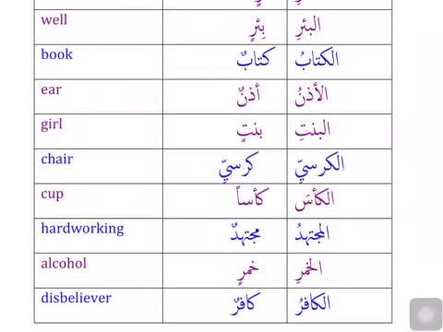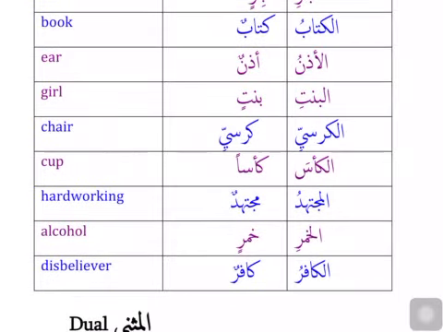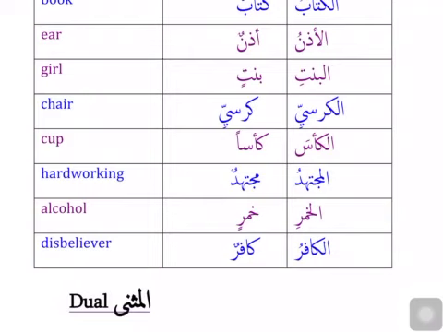Bi'rin, well. Al-bi'ri, the well. Kitabun, book. Al-kitabu, the book. Udhunun, al-udhunu, ear. Bintin, al-binti, girl. Kursiyin, al-kursiyi, chair. Ka'san, al-ka'sa, cup. Mujtahidun, new word. Mujtahid means someone who is hardworking. A hardworking person is called mujtahidun. Talking about a specific hardworking person, you will say al-mujtahidu, the hardworking person, man. Khamrin, alcohol. Al-khamri, the alcohol. Kafirun, disbeliever. Al-kafiru, the disbeliever.